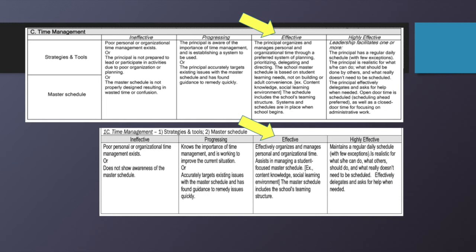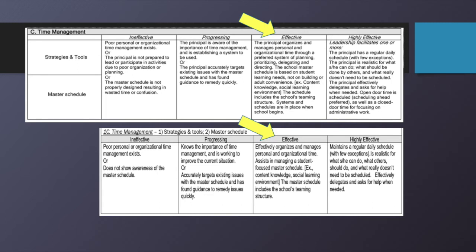The principal organizes and manages personal and organizational time through a preferred system of planning, prioritizing, delegating, and directing. The school master schedule is based on student learning needs, not on building or adult convenience. For example, content, knowledge, social learning environment. The schedule includes the school's teaming structure, and systems and schedules are in place when school begins. For the assistant principal, to be effective, you should effectively organize and manage personal and organizational time, assist in managing a student-focused master schedule, as in content, knowledge, social learning environment, and the master schedule includes the school's teaming structure.